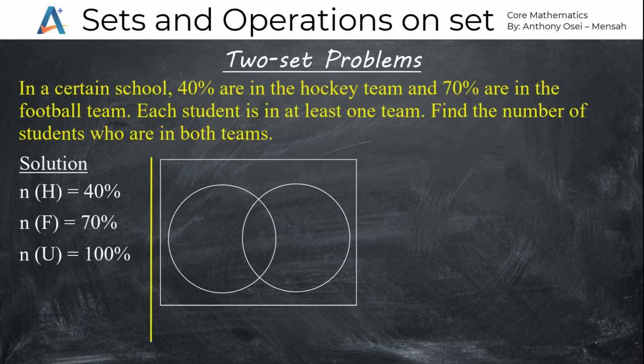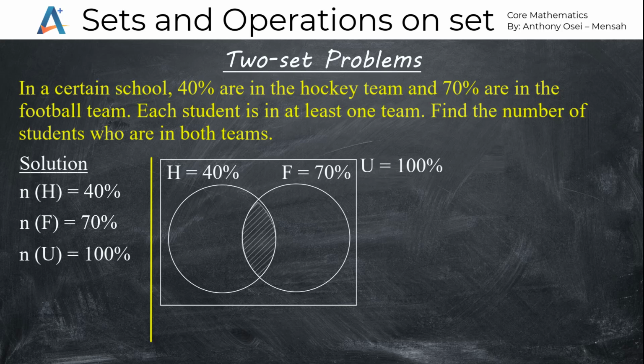Now with that being said, we can draw and represent our information in the Venn diagram. So the U is 100. Let us take note of that. Then we have the intersection for the two sets. I've drawn it nicely. We have hockey giving us 40, so all those in hockey represent 40. Then those in football, F for football, gives us 70. So football is 70.